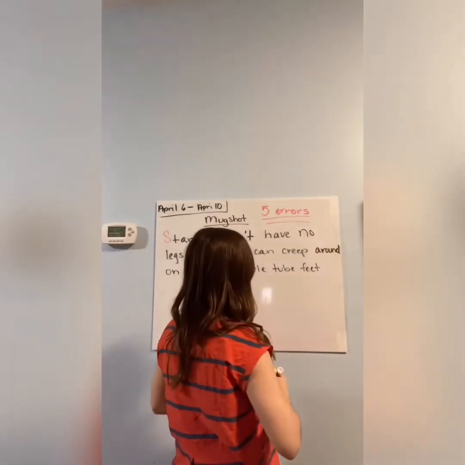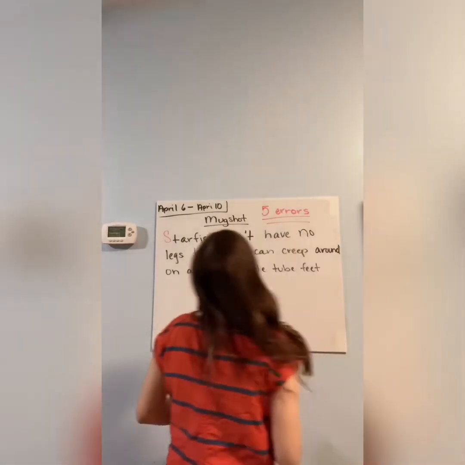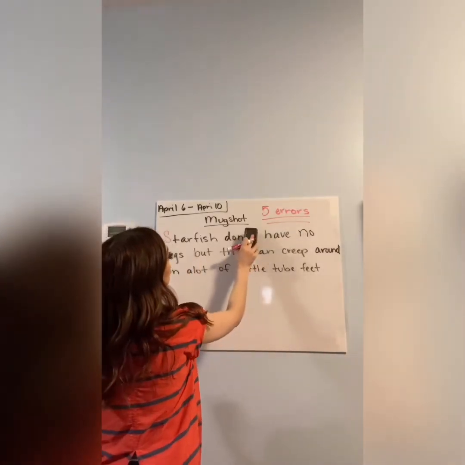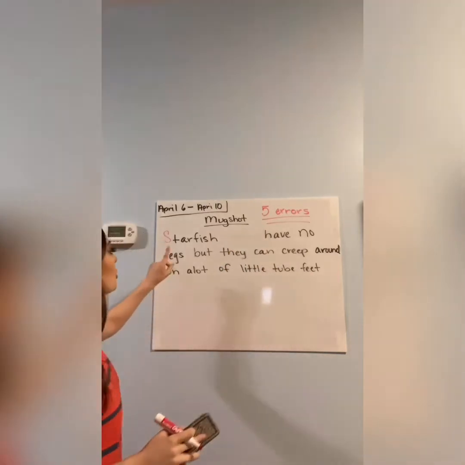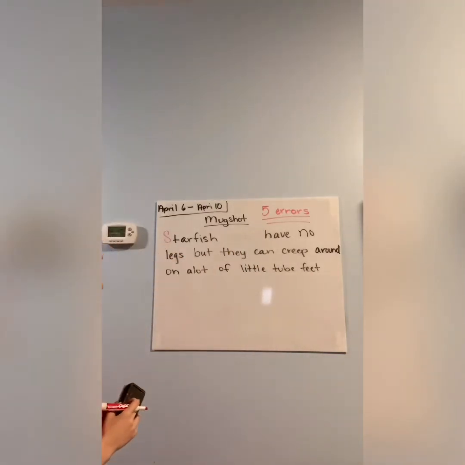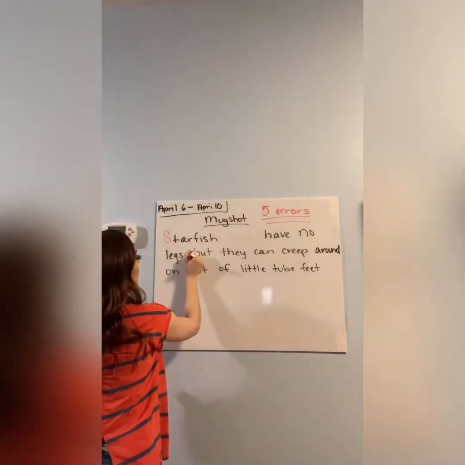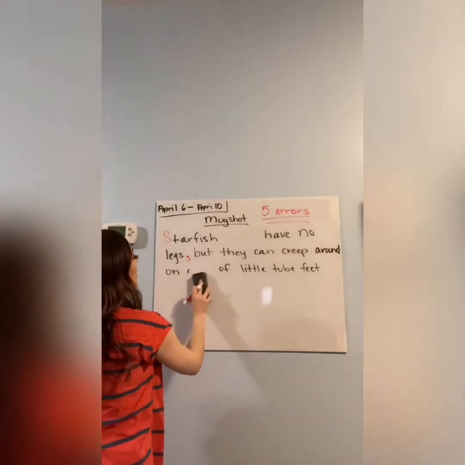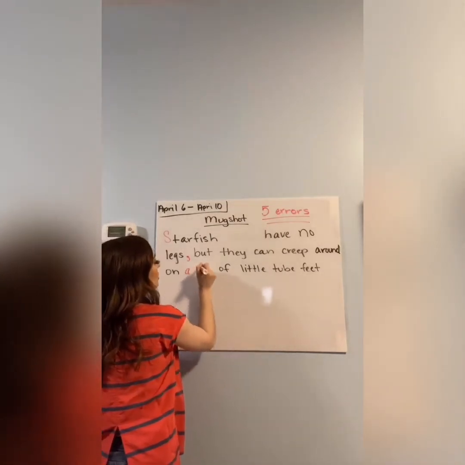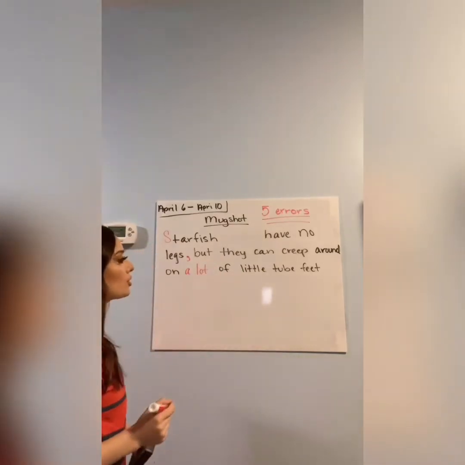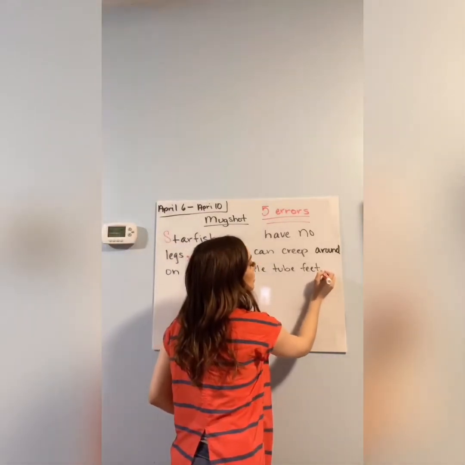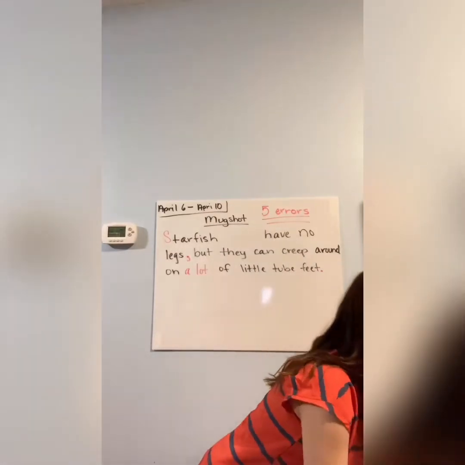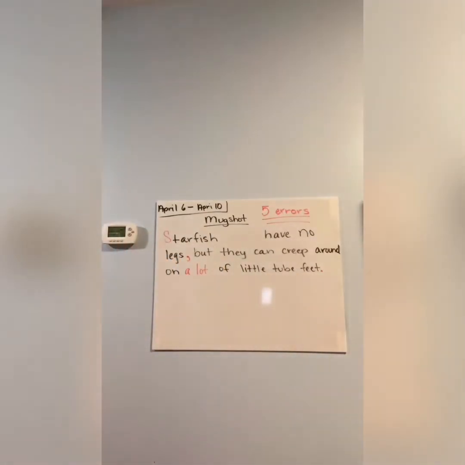instead, you could erase the don't and do starfish have no legs, and then also there's going to be a comma after legs, and then it would be, but they can creep around on a lot. A lot is 2 words, it's not 1 word, so you'd separate that. A lot of little tube feet, and then end the sentence with a period. So I'm going to go ahead and let you guys make any corrections that you missed.